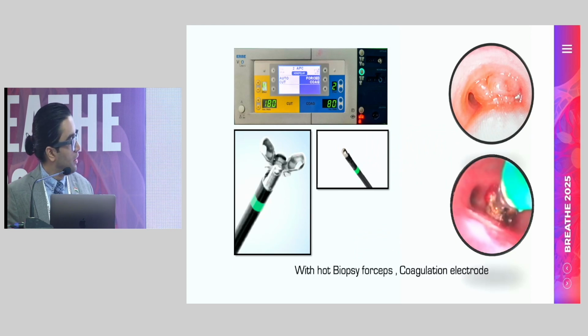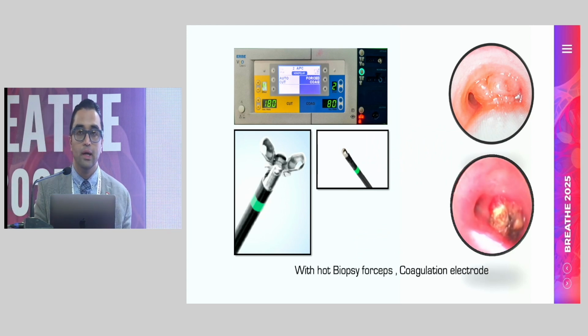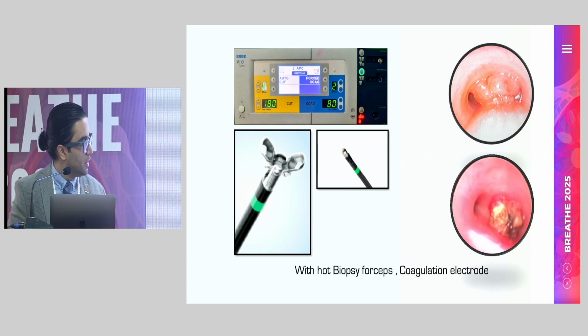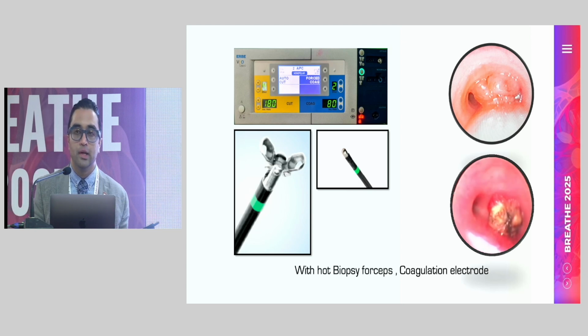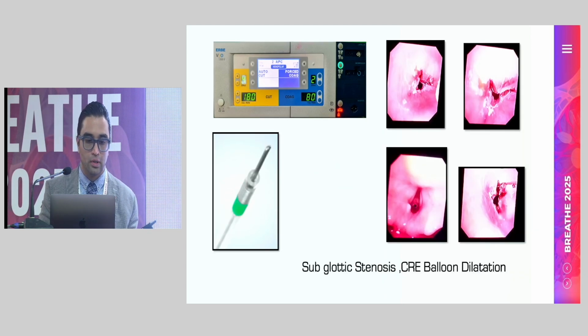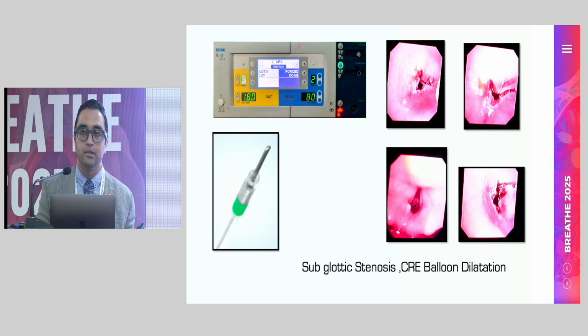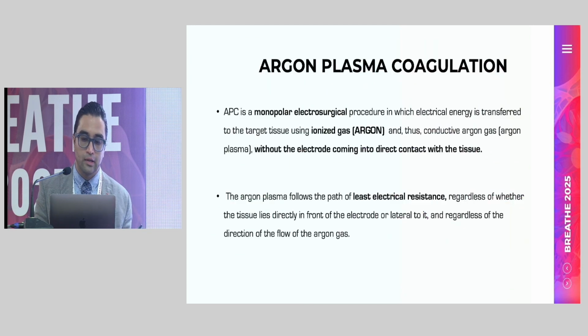So here you can see this is a presentation by Dr. Balaraju. These are hot biopsy forceps, which are used for taking a sample or debulking the tumor. The only problem here is that your sample is mostly charred, so it might not give you a diagnosis. The electrocautery knife is used for tracheal dilatation, especially in patients who come with tracheal stenosis.